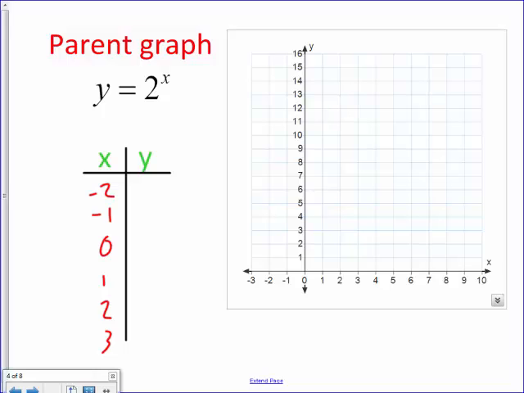Anything to the 0 power is 1. 2 to the first power is 2. 2 to the second power is 4. 2 to the third power is 8. And then if I work backwards, divide by 2, 1/2. Divide by 2 again, 1/4. If I divided by 2 again, I'd have 1/8, and so on and so forth. Let's go ahead and graph this guy.